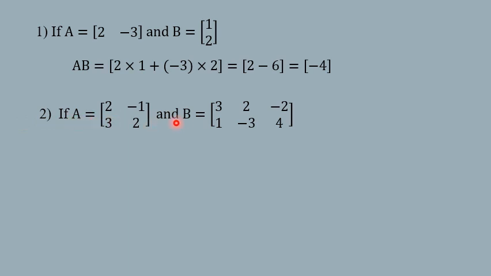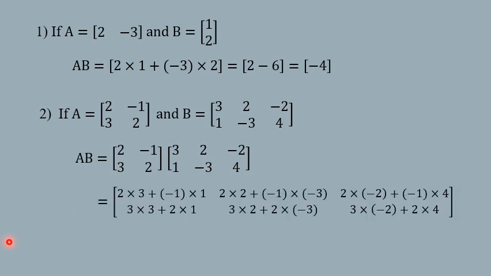Now here also it is possible to find the product AB because the number of columns in A is 2 and the number of rows in B is 2, and the order of AB is 2 by 3 because the number of rows in A is 2 and the number of columns in B is 3. So the order of AB is 2 by 3. So here we write AB, this is A, this is B. So AB contains 2 rows because the number of rows in A is 2.